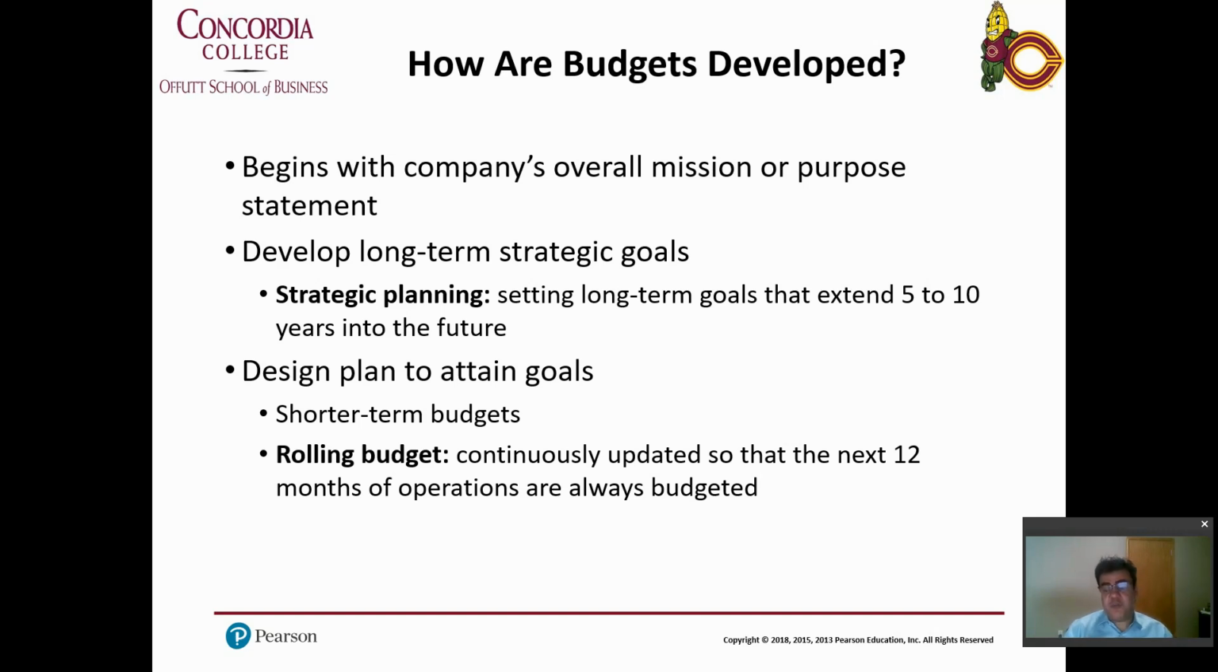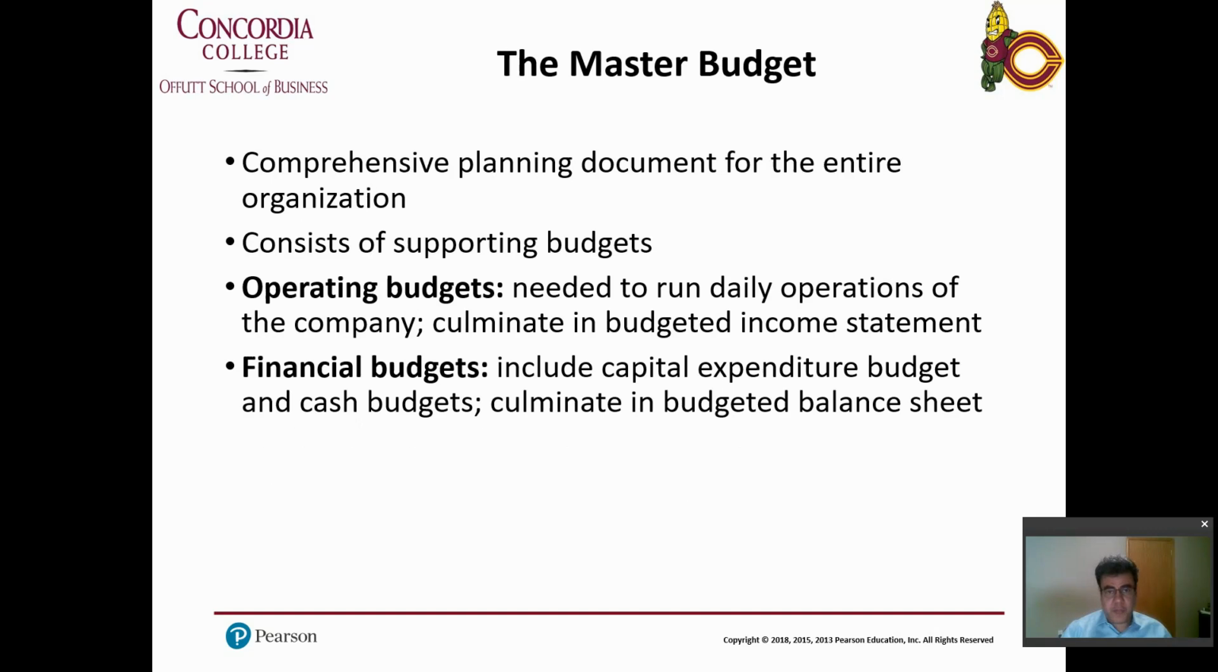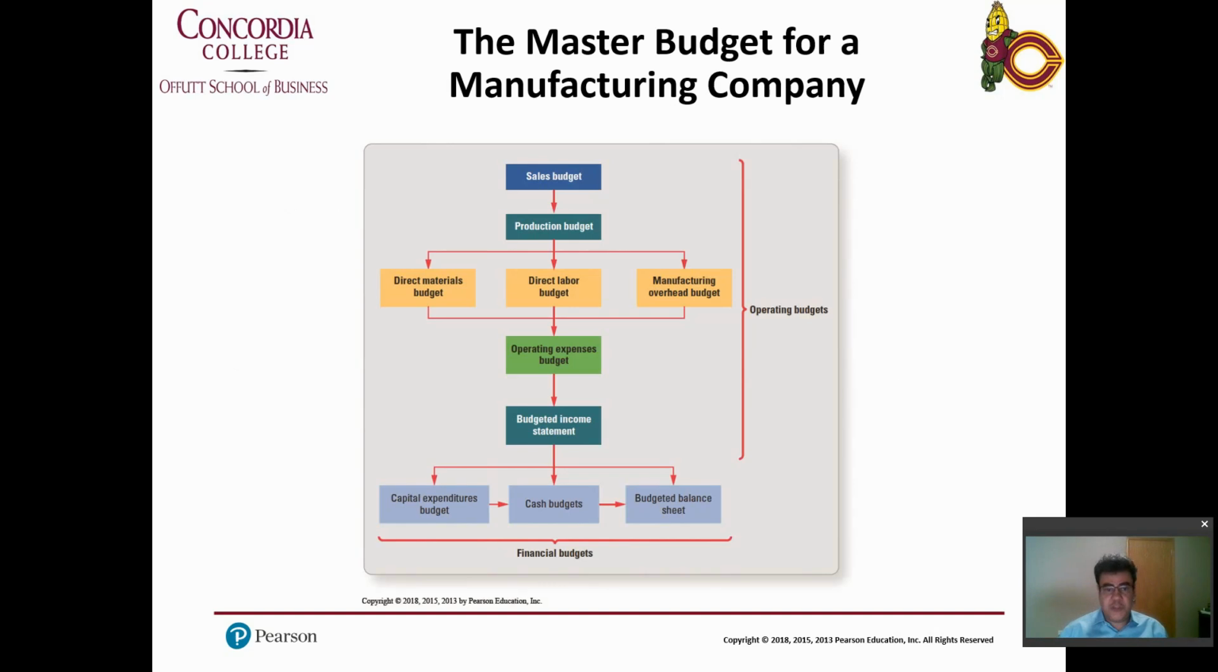We will start on that in chapter 12, which is the third exam, but we will be talking more about that in the future. That is our strategic planning. Usually, we plan it for the next 5 to 10 years into the future. And then short-term planning, we are talking about budget, usually for the next 12 months. And then the master budget is comprehensive planning for the entire organization, and it consists of operating budgets and financial budgets.